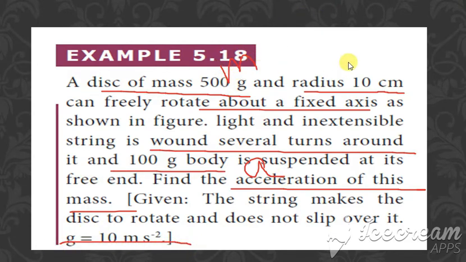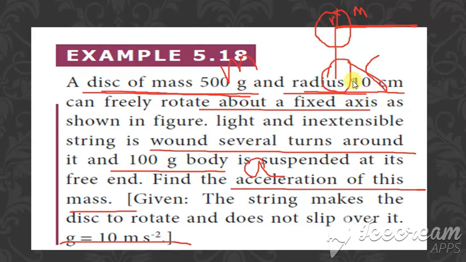We are given the mass and the radius, and it is said that a disk of mass 500 gram and radius. So we are considering this to be the disk, and this has a mass which is 500 gram, and it has a radius which is 10 centimeter, and it can rotate about its fixed axis. So it has a fixed axis. It is wound over several turns, and a 100-gram body is suspended at its free end. So at its free end, another body of 100 gram has been suspended.